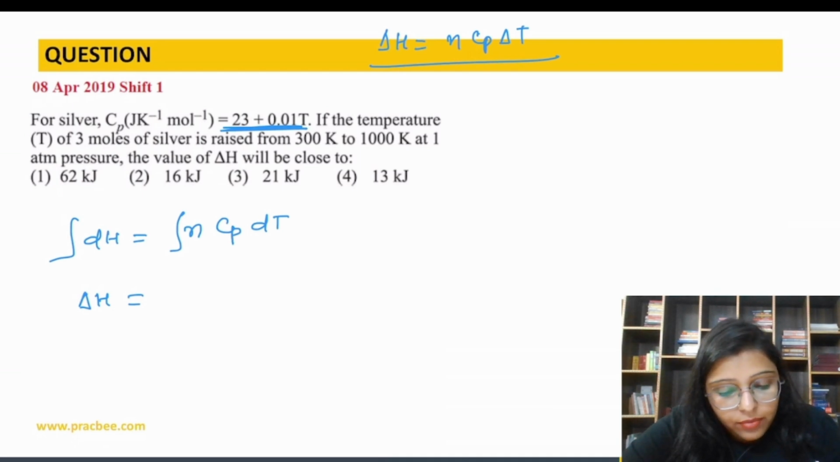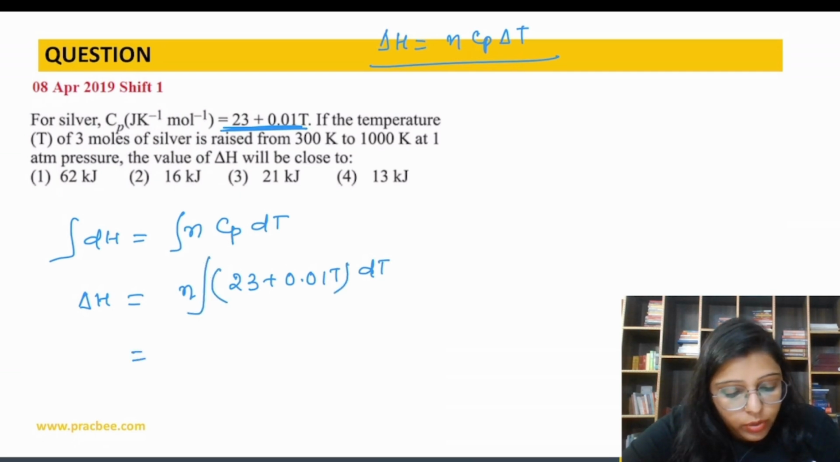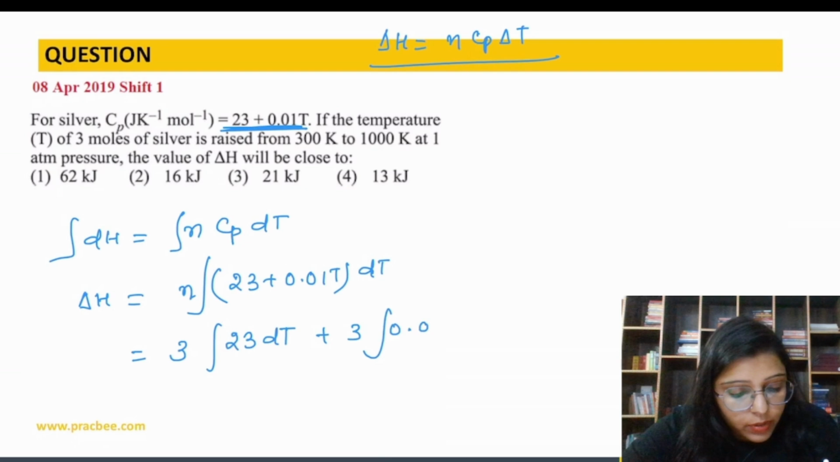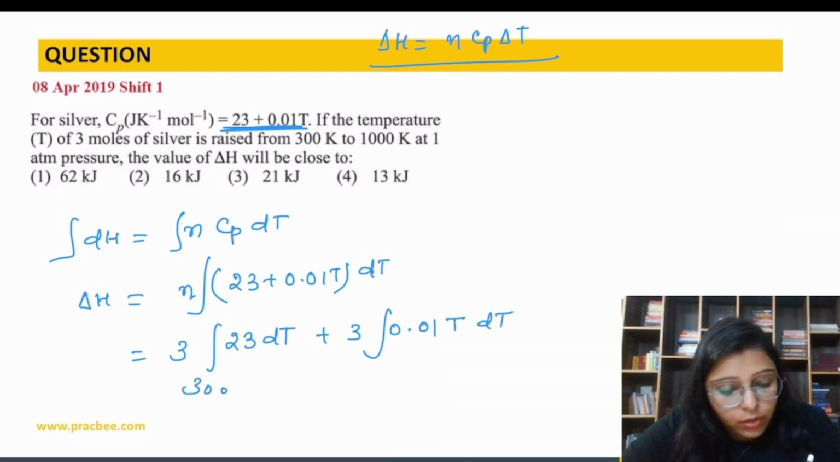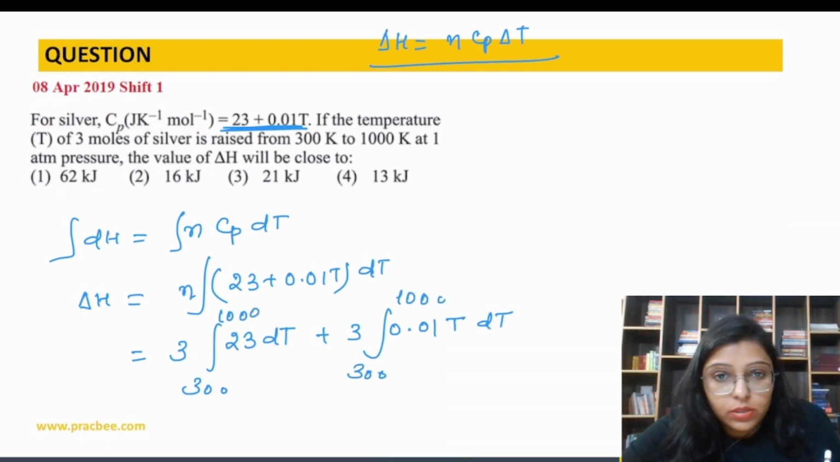Then we have N equal to 3 mole. So N, in place of Cp, I can write 23 plus 0.01 T, and that is dT. Okay, so we can say that it is going to be 3, N is equal to 3, and the integration of 23 dT plus 3 times the integration of 0.01 T dT. And the limits are going to be 300 to 1000. Here also 300 to 1000.